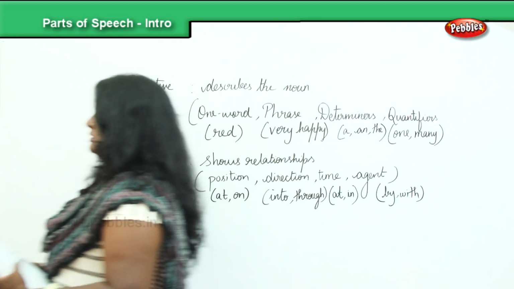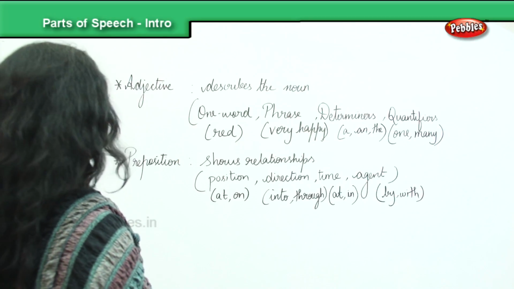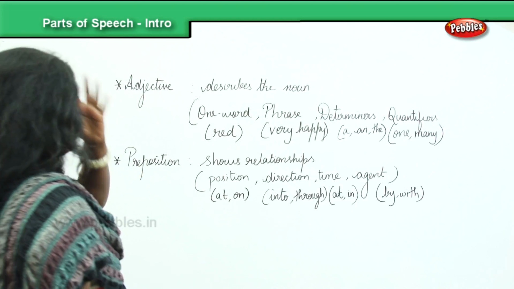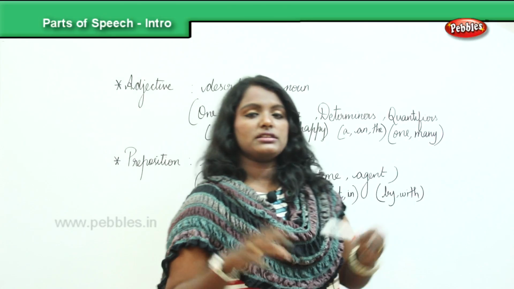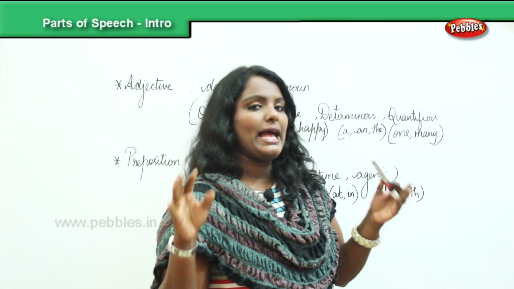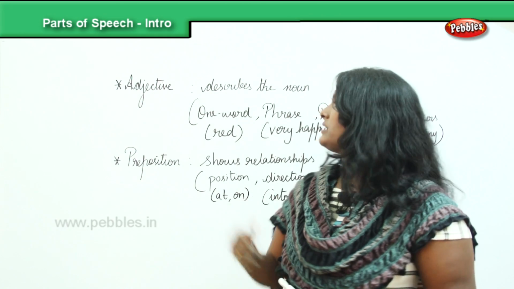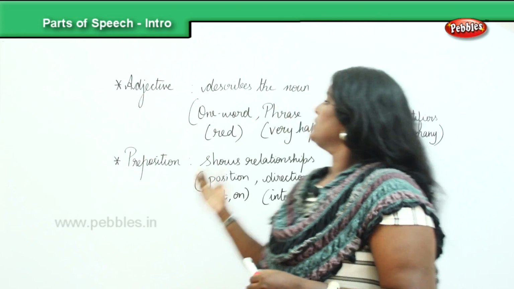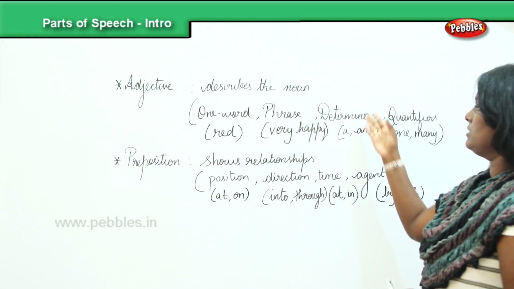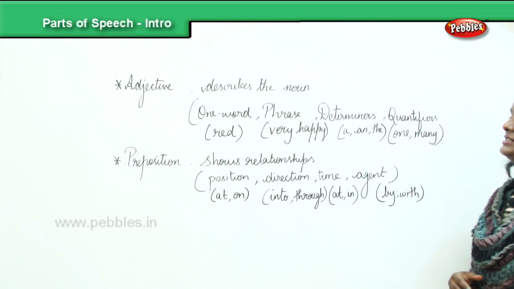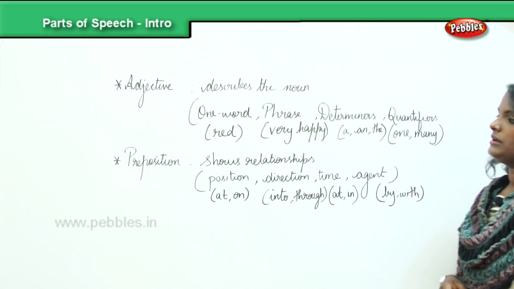Let's go through both the parts of speech once again. Adjective. An adjective describes the noun. It gives more information about a noun. You should be a bit careful not to get confused between a pronoun and an adjective. A pronoun replaces a noun and an adjective describes the noun. So it can be one-worded, a phrase, or determiners or quantifiers. I had given the corresponding examples for the same.